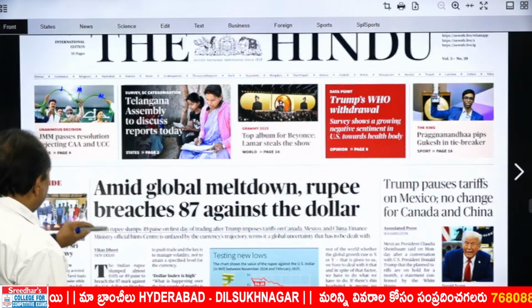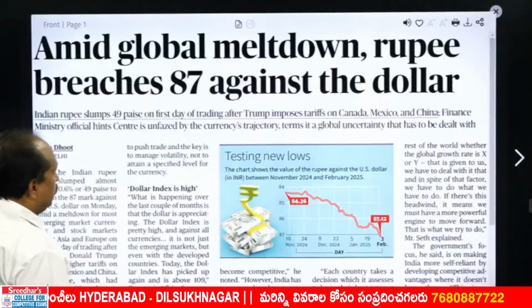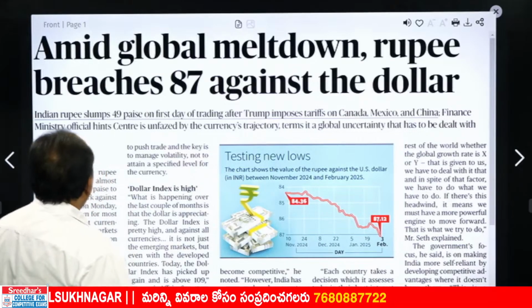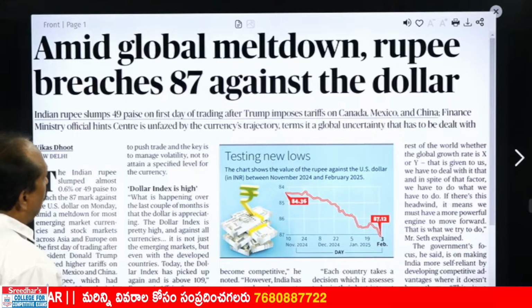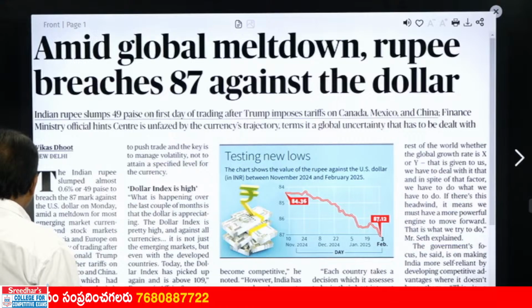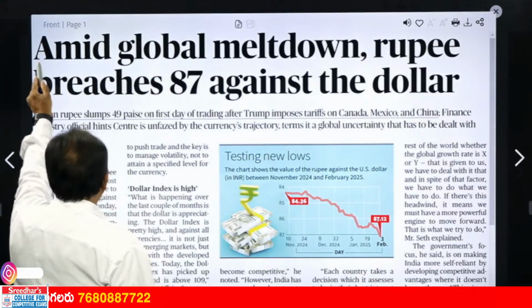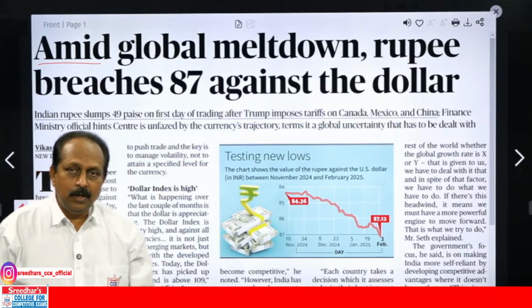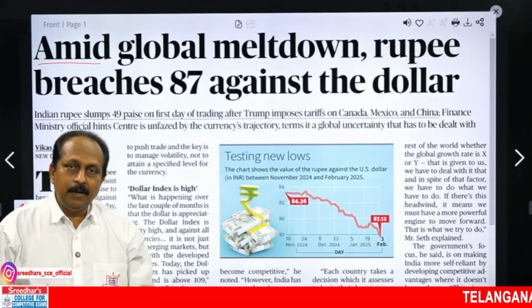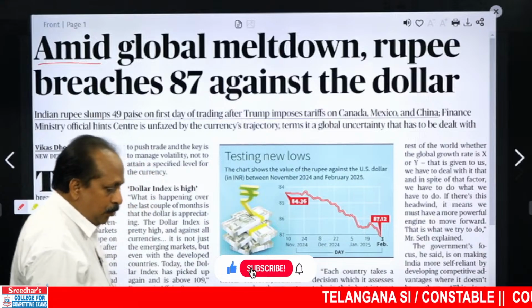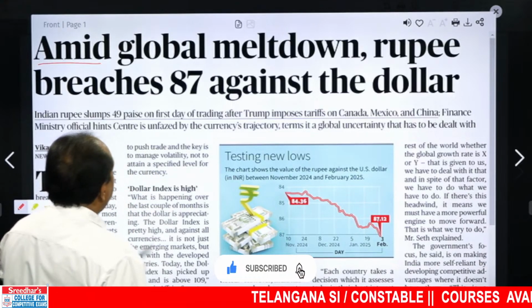What is the main headline in today's paper? The Hindu paper, the front page, what is the main headline? Amid global meltdown, rupee breaches 87 against the dollar. Some important words. Amid means in the middle of. We can also use the word amidst. Both mean the same, but for the spelling, in the middle of. Exactly, very good, Usha. Global meltdown.